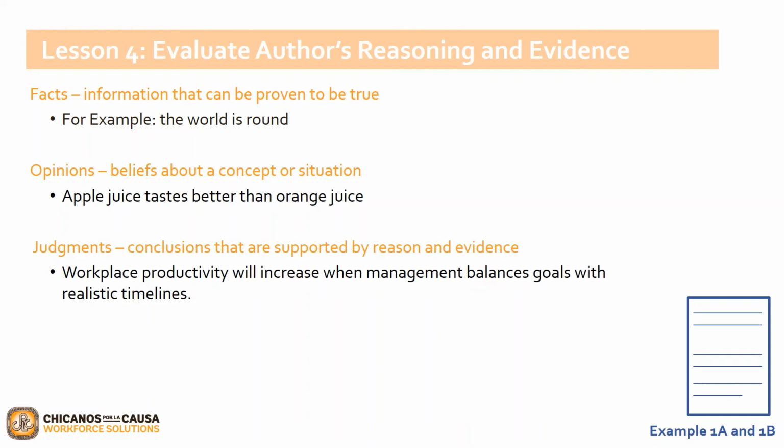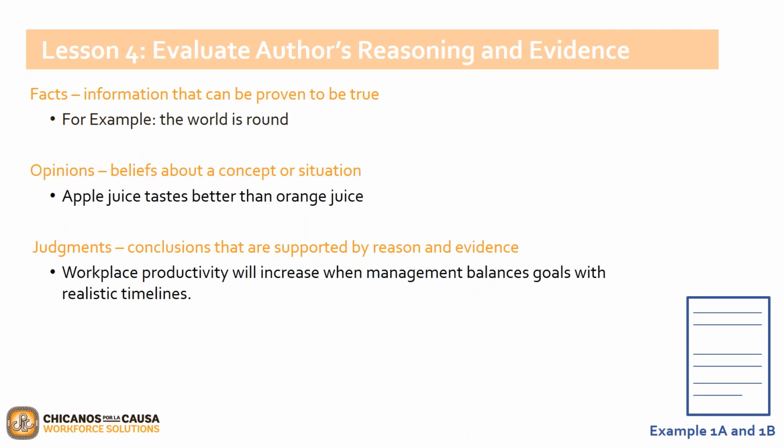Let's find out. An author can use a series of concepts to support their writings. These can be facts, opinions, and judgment. A fact is information that can be proven to be true. For example, no one can dispute, well, at least now, that the world is round. Opinions are beliefs about a concept or situation. I can tell you that apple juice tastes better than orange juice, but that is my own biased opinion. Maybe you prefer OJ. Judgments are conclusions that are supported by reason and evidence.